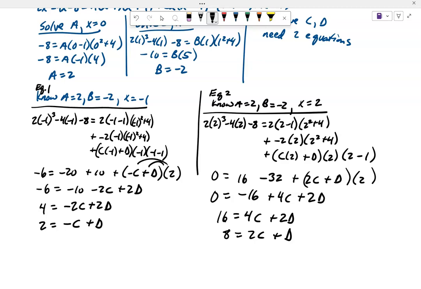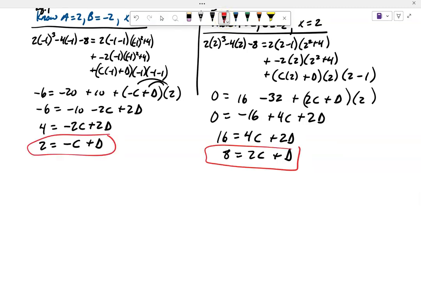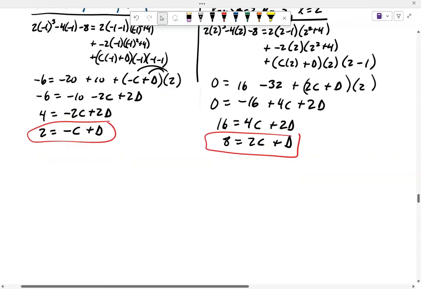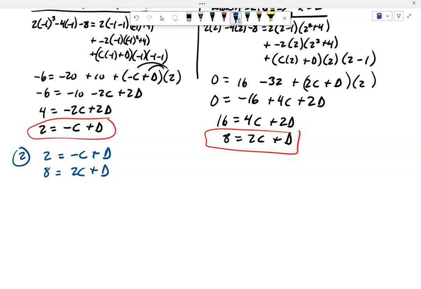Alright, so here's our 2 equations and our 2 unknowns, right? I've got this one, I've got that one. So let me solve this. I'll call this step 2. Here's this one, here's the next one. Let me do this by elimination. Notice if I add them up right now, I'd have 10 equals C plus 2D, right? That gets me nowhere. So I've got to eliminate them.